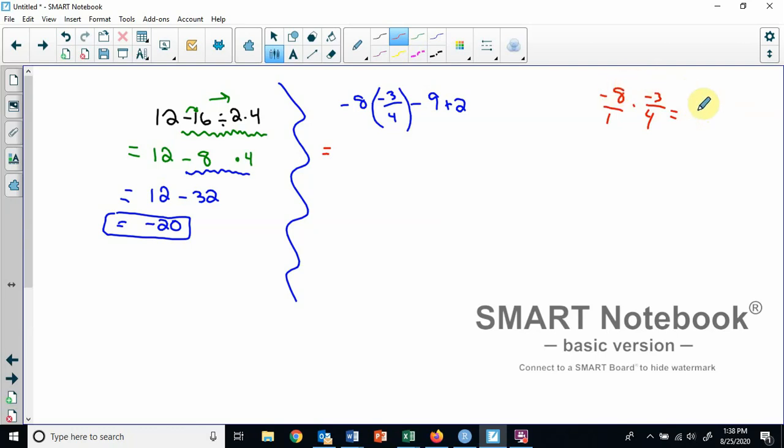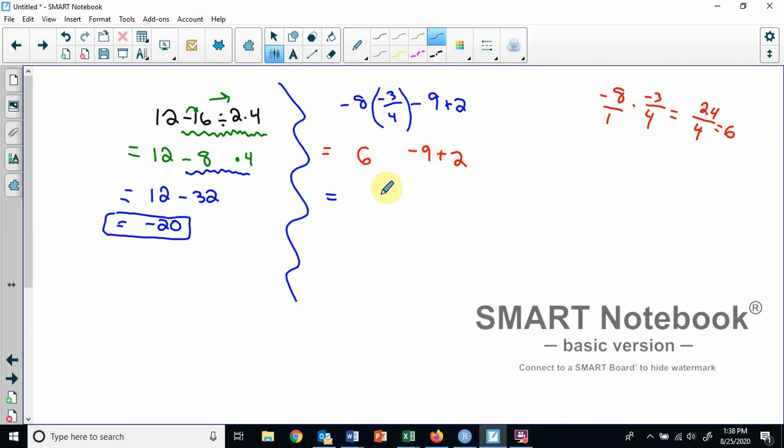Pretty easy. 8 times 3 is 24/4. That reduces. 24 divided by 4 is 6. So this whole piece right here spits out as a 6. Minus 9 plus 2. I do not see any more multiplications or divisions. So now we're on to additions or subtractions from left to right.